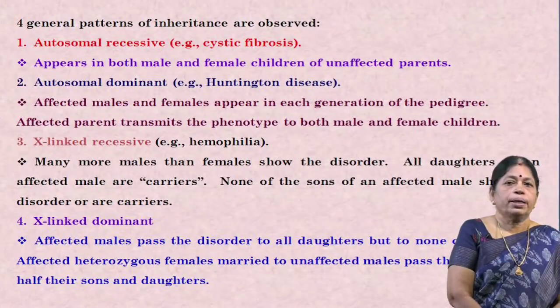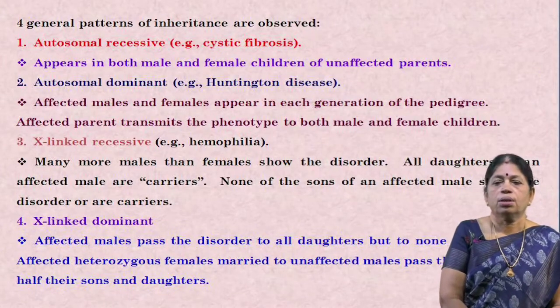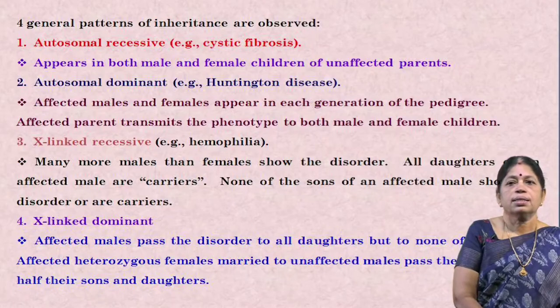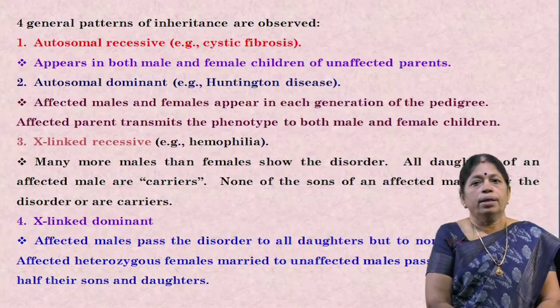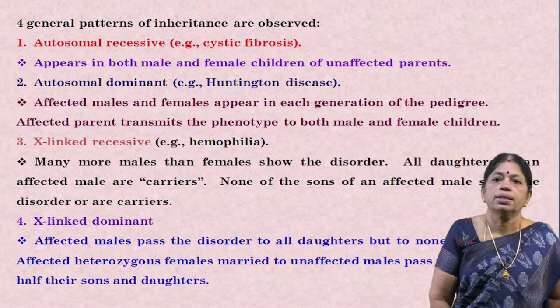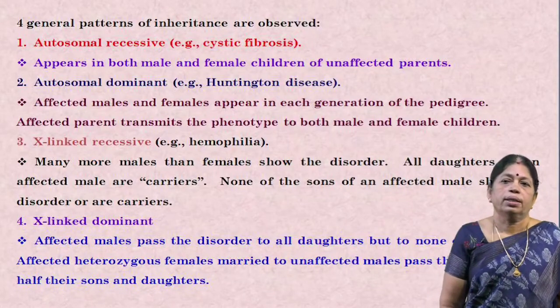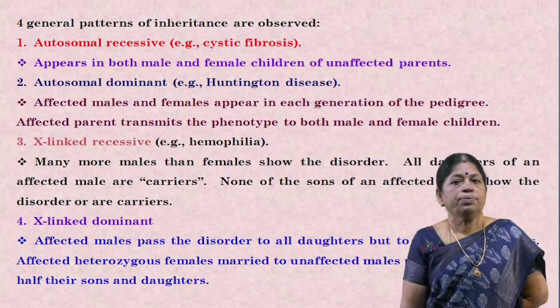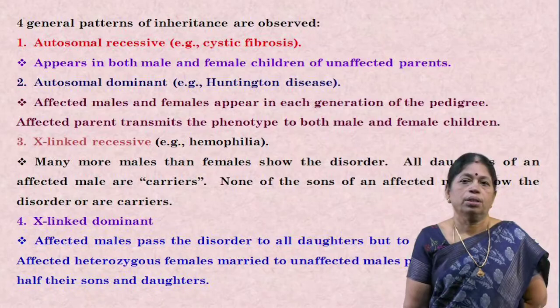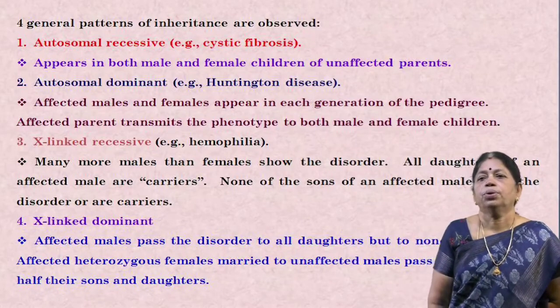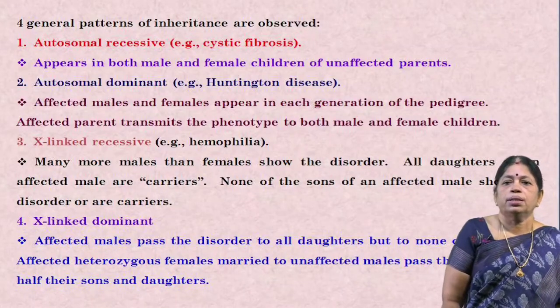So 4 general patterns of inheritance are observed. One is the autosomal recessive. The linked disease is cystic fibrosis, and it appears in both male and female children of unaffected parents. Then autosomal dominant, it is Huntington disease, and affected males and females appear in each generation of the pedigree. Affected parents transmit the phenotype to both male and female children.